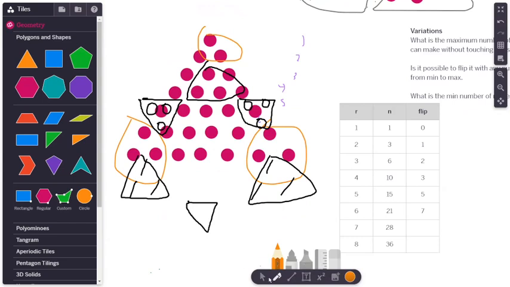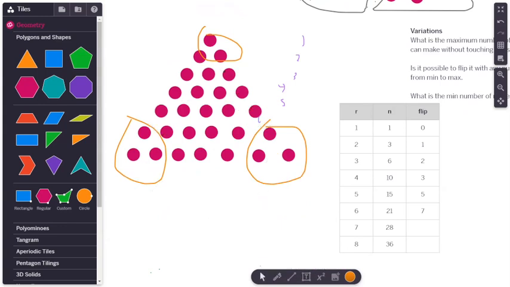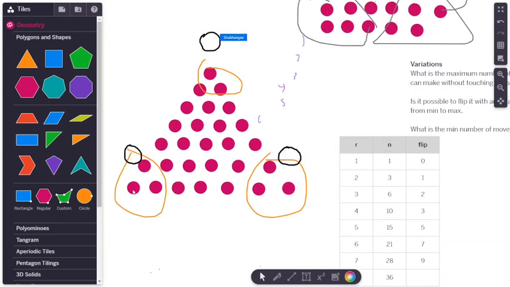Okay. Can we reduce it? Can we do it using just one? Can we just do this with just one? No, because these two are like one.